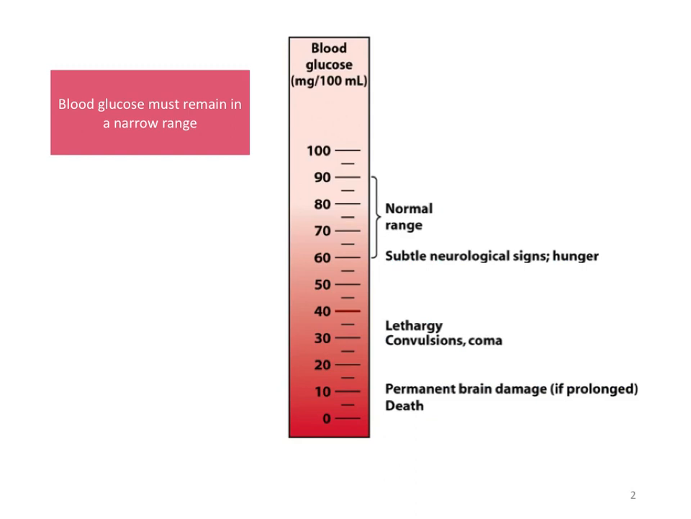Okay, so we're going to start with carbohydrate catabolism. And this image right here just shows that your blood glucose range has to be maintained in a very narrow range.